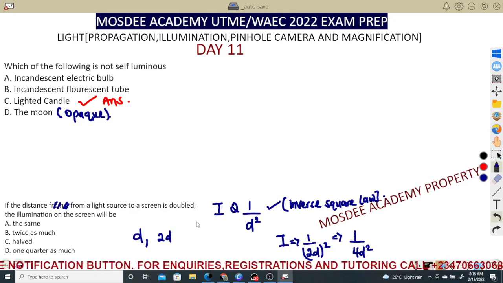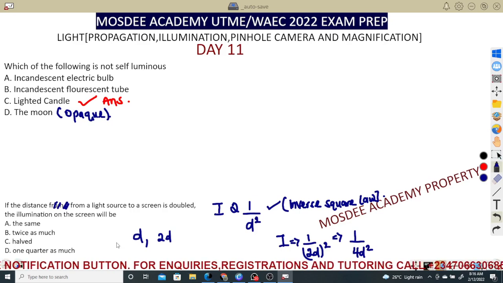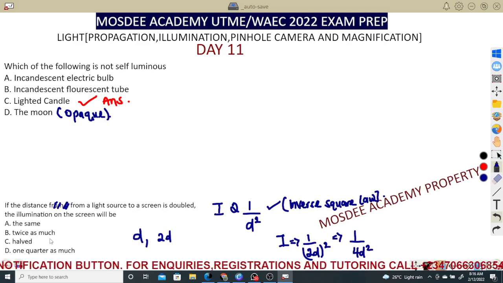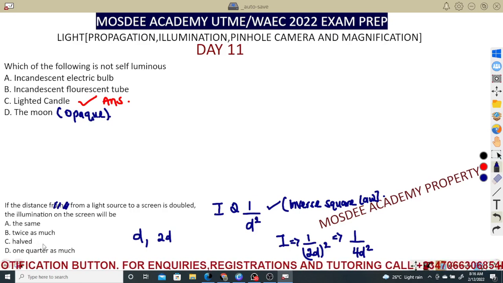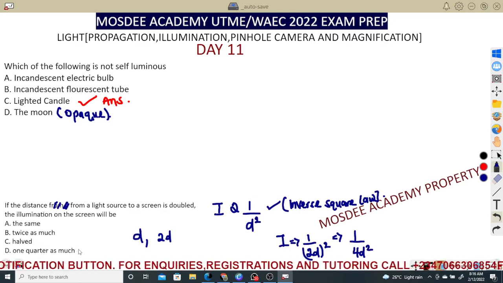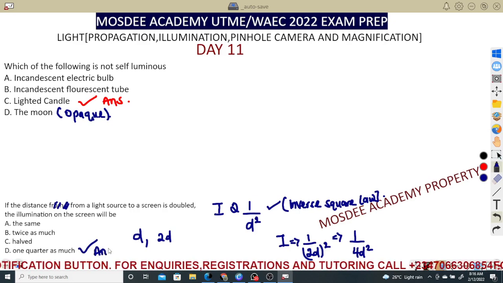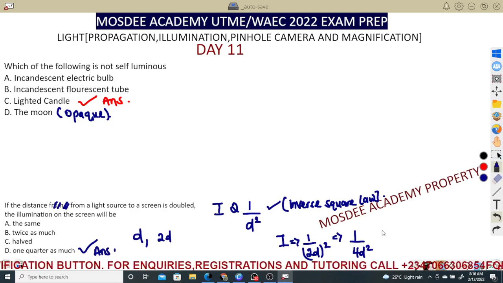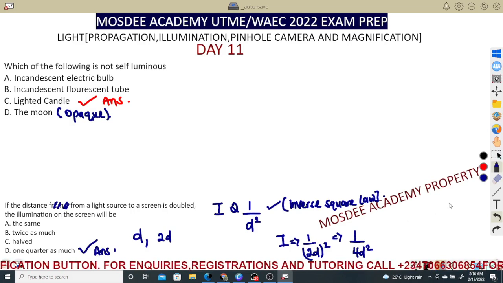So it is 1/4 of the other one. So the answer to this is not the same. It is not twice as much. In fact, it is not halved, but it is 1/4 as much. So this is the answer to that. Keep this type of questions, and keep this formula at the back of your mind about illumination of light, which also obeys the inverse square law.